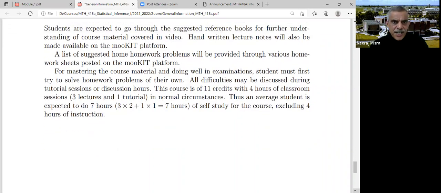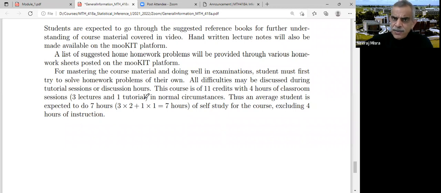Now I'll give you a mantra for mastering the course that requires some amount of discipline, but not very difficult to achieve. So for mastering the course material and doing well in examination, a student must first try to solve homework problems of their own. All difficulties may be discussed during tutorial sessions or discussion hours.